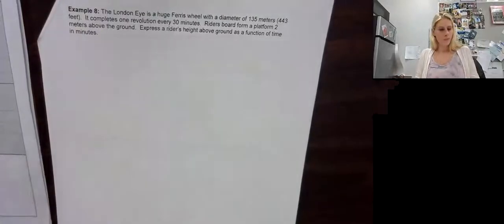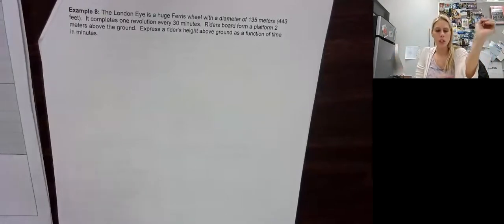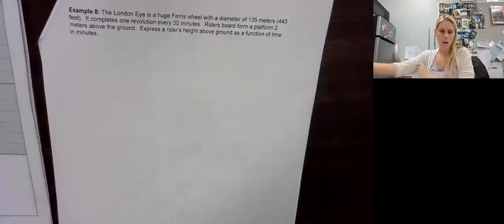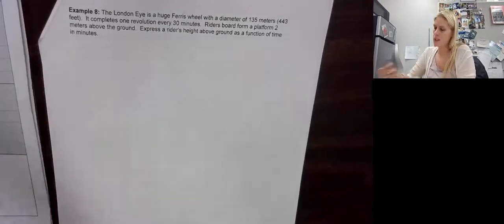One more example, no drawing here, so you might want to draw it yourself. The London Eye is a huge Ferris wheel with a diameter of 135 meters. It completes 1 rotation every 30 minutes. Riders board from a platform 2 meters above the ground. Express a rider's height above the ground as a function of time in minutes.